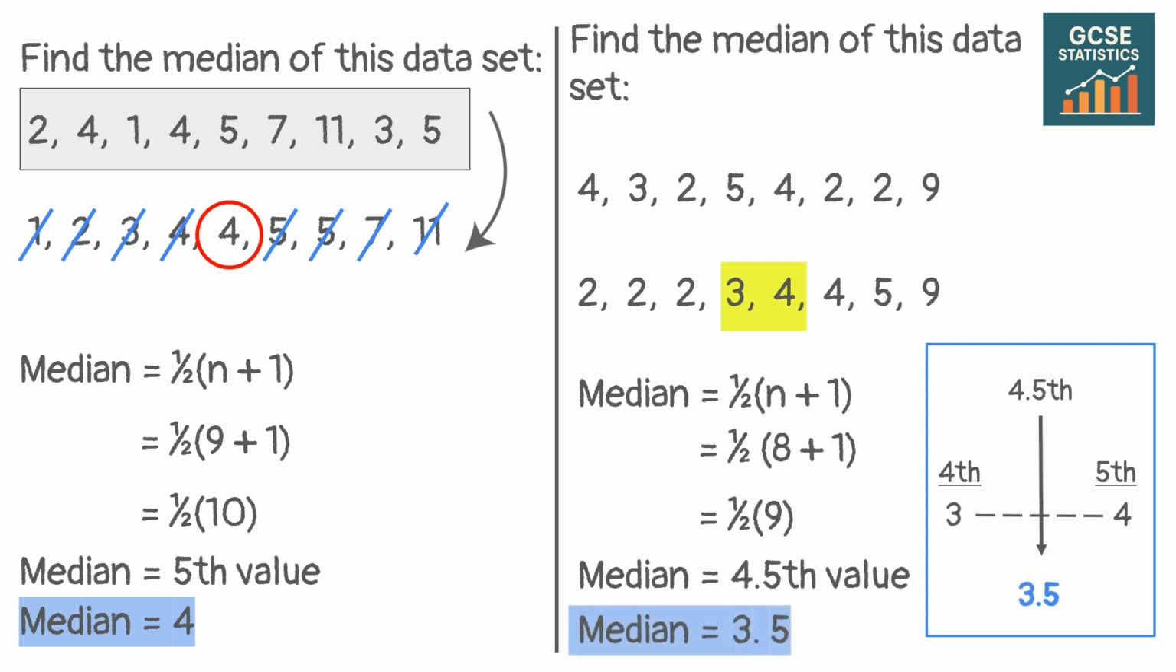You can also calculate this using the mean of the two numbers. So just do 3 plus 4 and divide it by 2.